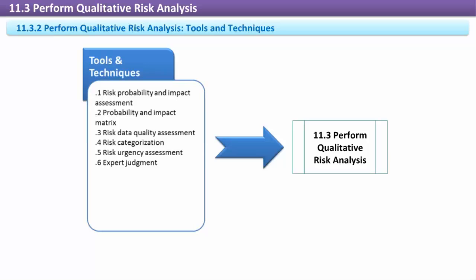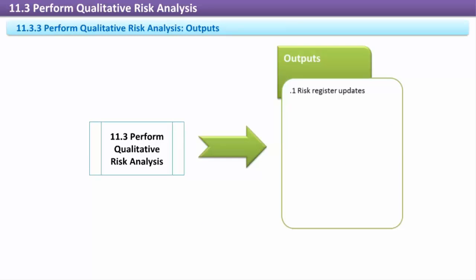Expert judgment. Qualitative analysis requires subject matter experts, and expert judgment is needed to interpret, evaluate, and present the qualitative data uncovered. Perform qualitative risk analysis. Outputs. Risk register updates. Qualitative analysis results in prioritization of risks, which is shown on the risk register.